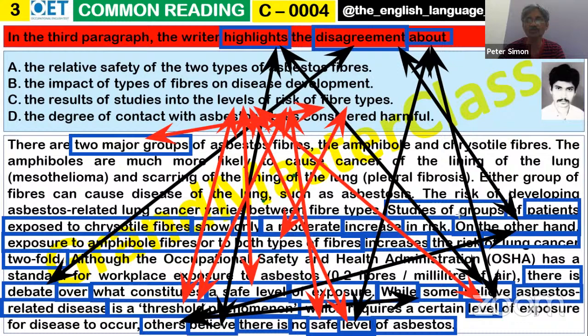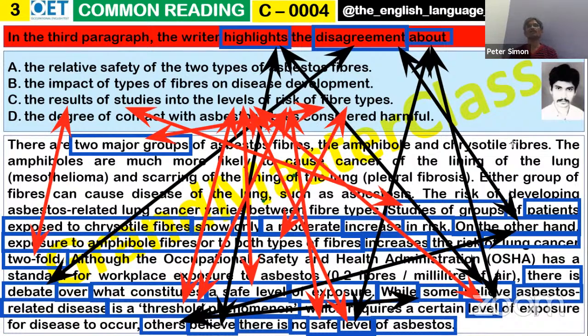Then studies. Results. Okay. What are the results there? You can see there. So the results they have brought here: increases the risk of lung cancer twofold. This is the result. So normal is this one, that one is this one. But still the results are there.